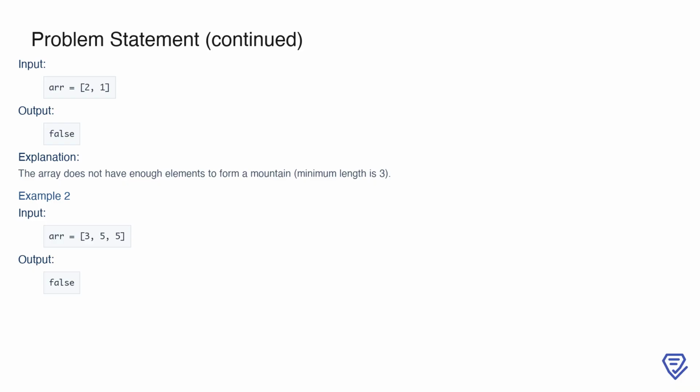In the second example, the input array is 3, 5, 5. Again, the output is false. While the array initially increases, the two equal values at the peak, 5 and 5, violate the condition that the sequence must be strictly increasing and strictly decreasing. A valid mountain array cannot have any flat sections.